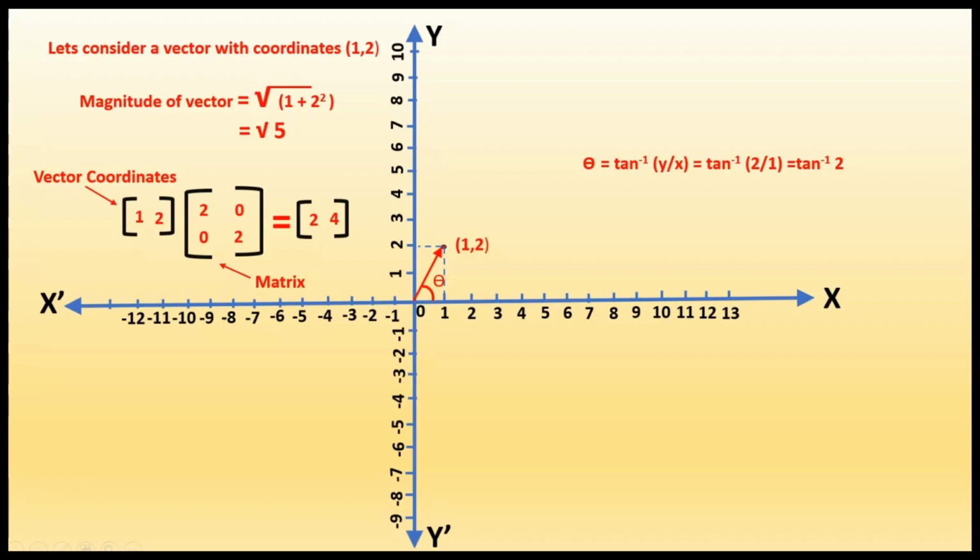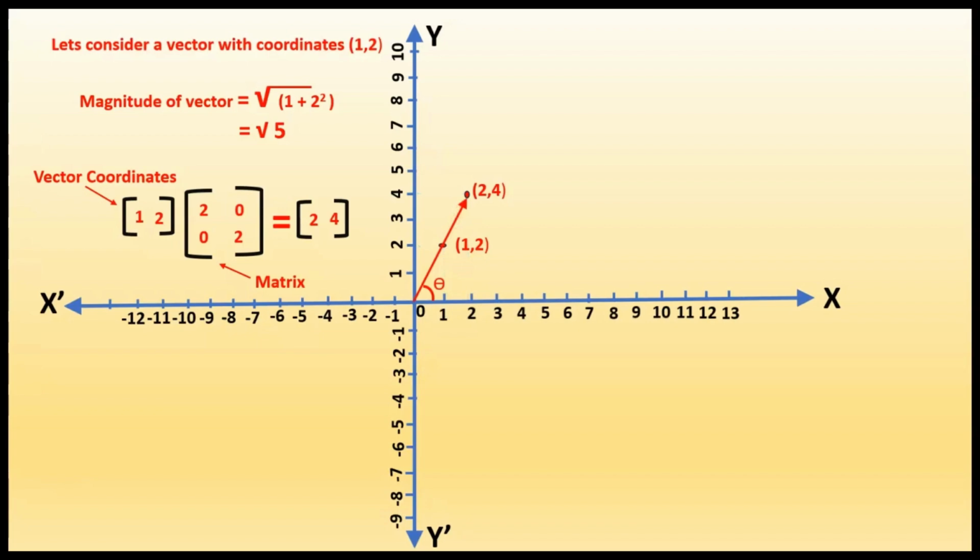Now you are going to multiply this vector 1, 2 with another matrix, say 2, 0, 0, 2. You will get the resultant value as 2, 4. 2, 4 is the resultant, or the new coordinates. So that means from 1, 2, the value has changed to 2, 4. The vector has increased its magnitude.